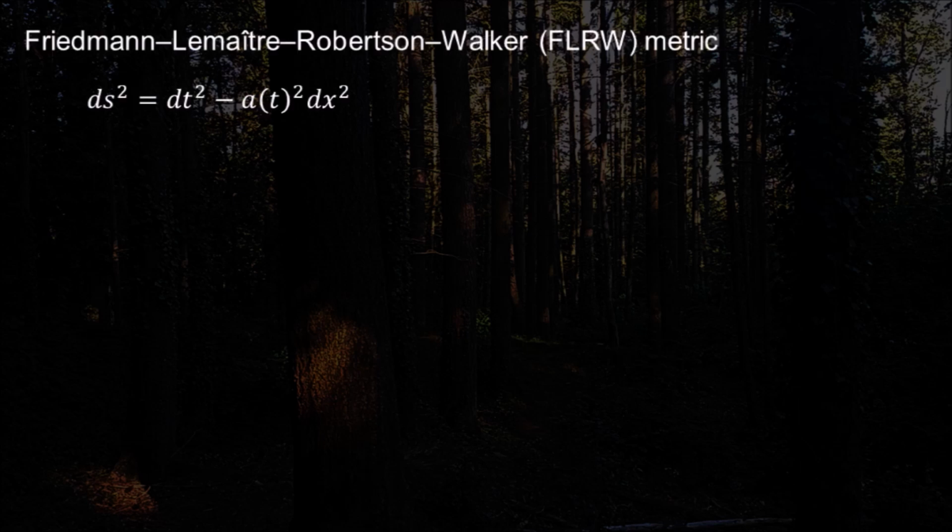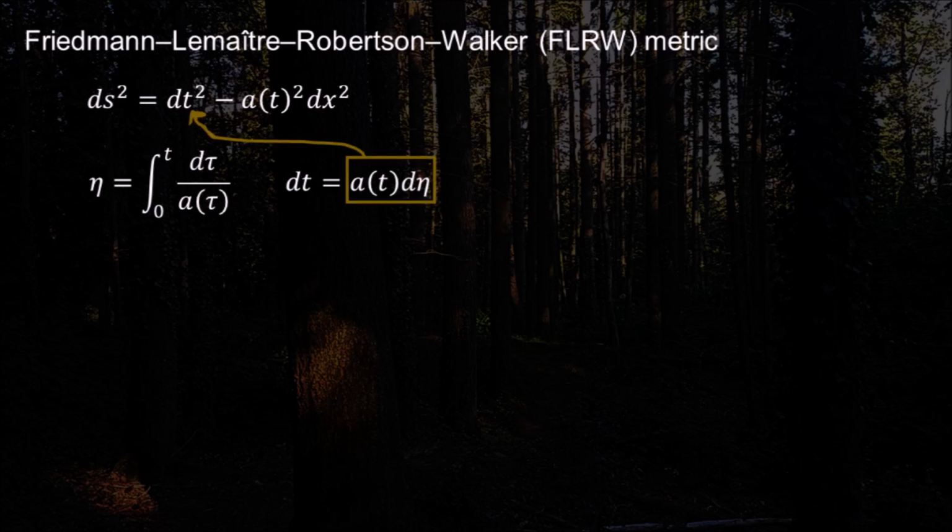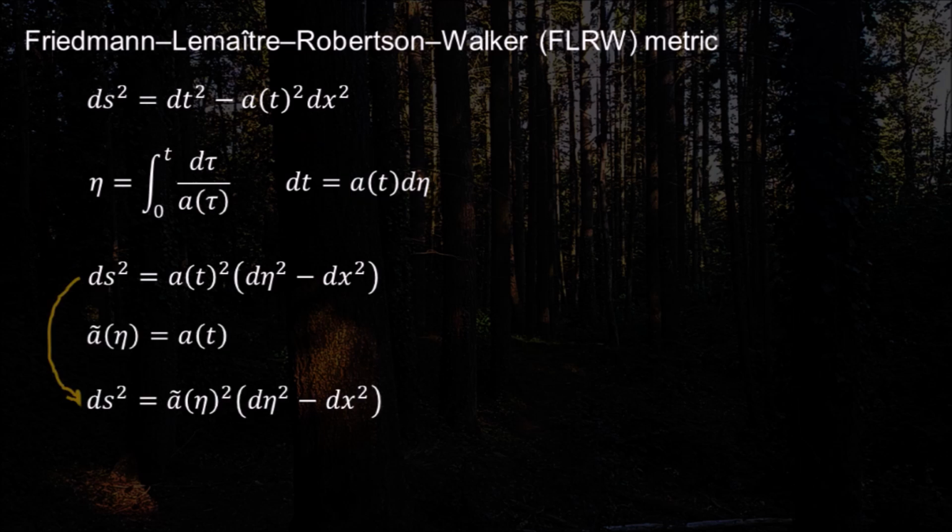A good example of such a metric is the Friedmann-Lemaitre-Robertson-Walker metric. For simplicity, we will work in 2 dimensions only. a here is some arbitrary real function of time. To see that this metric is conformally flat, all we have to do is define a new time parameter, eta. Plugging this expression back into dt, we obtain a metric that does indeed preserve angles. We can also define a new function a tilde, which is just the function a expressed in terms of eta.